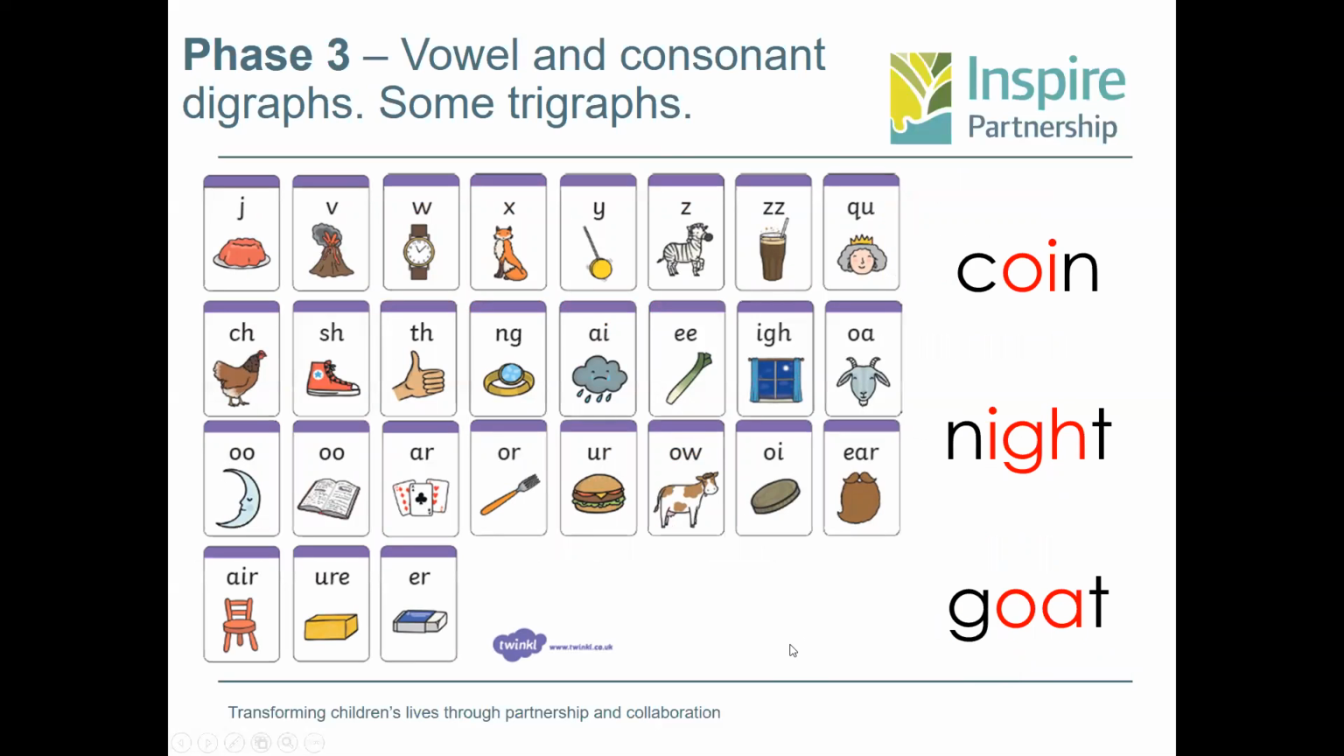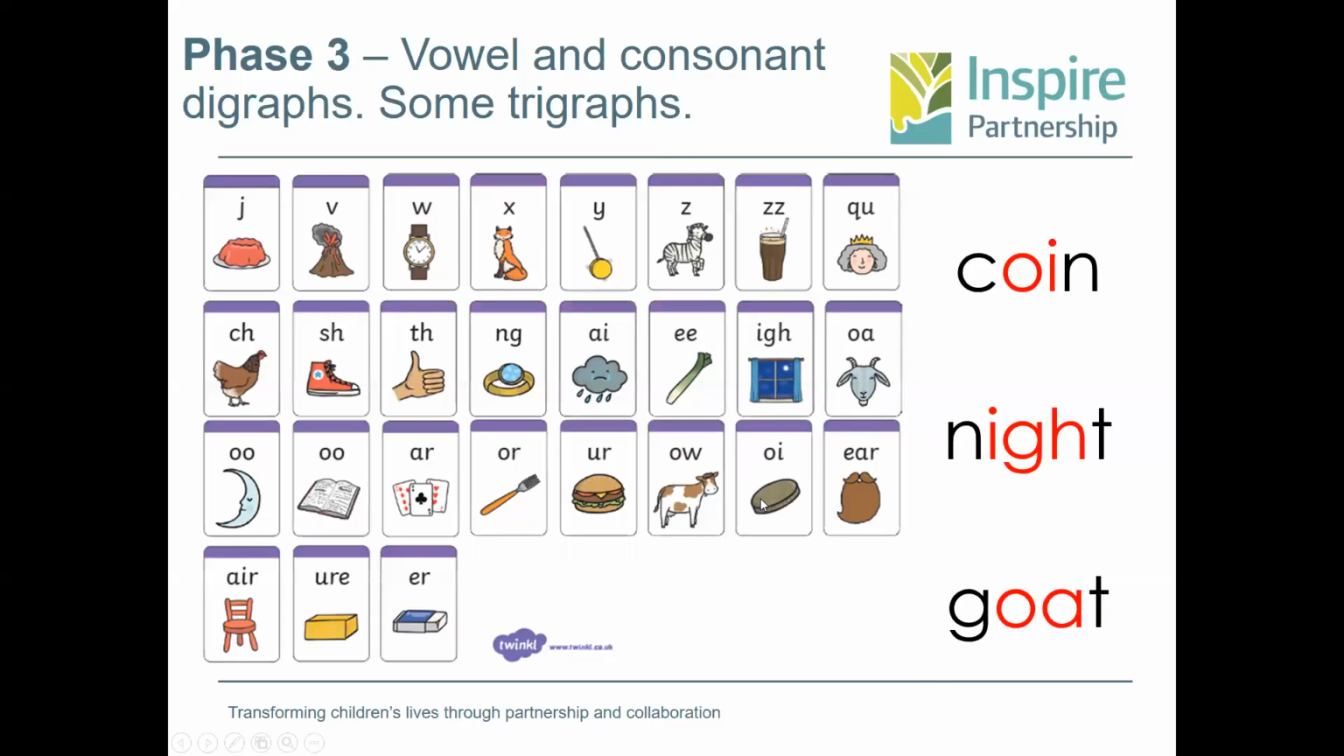Phase 3 vowel and consonant digraphs are here, and there are some trigraphs also. I'll just go through the sounds and then I'll speak to you about how you can blend them in words as you would with the phase 2 phonemes, the way that you'd sound out phase 3 digraphs and trigraphs. So here we have j, v, w, x, y, z, zz, qu, ch, sh, th, ng, ai, ee, igh, oa, oo.